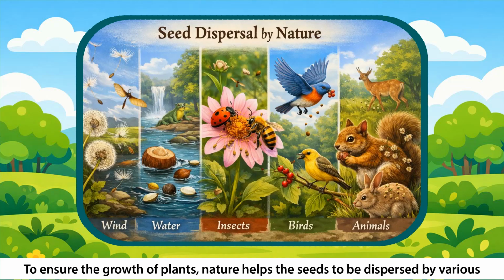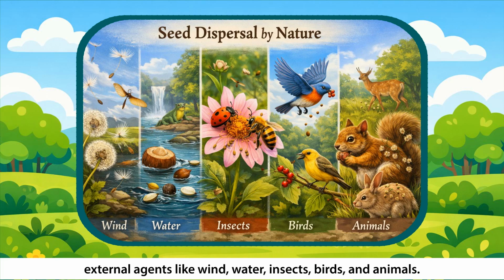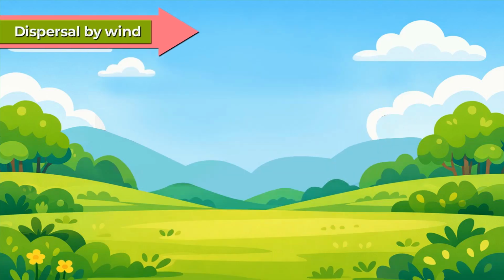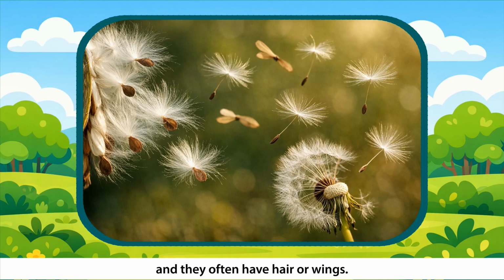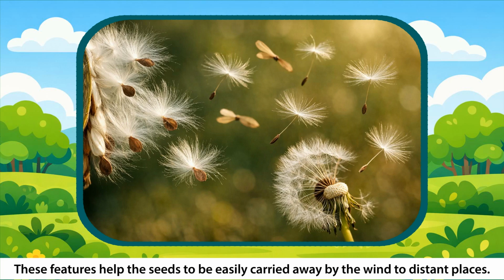To ensure the growth of plants, nature helps the seeds to be dispersed by various external agents like wind, water, insects, birds, and animals. Let us study about these agents of seed dispersal in detail. Dispersal by wind. Seeds of some plants are small, flat, dry, and lightweight, and they often have hair or wings. These features help the seeds to be easily carried away by the wind to distant places.